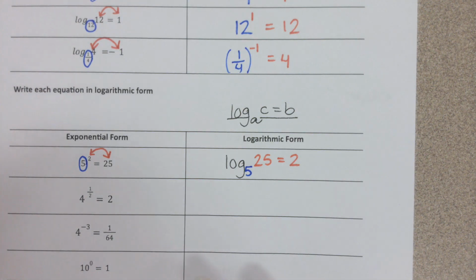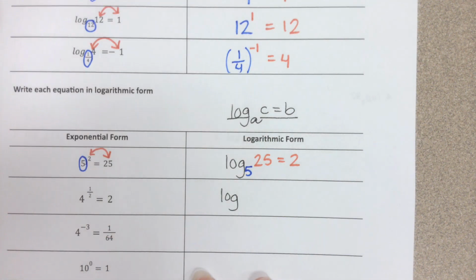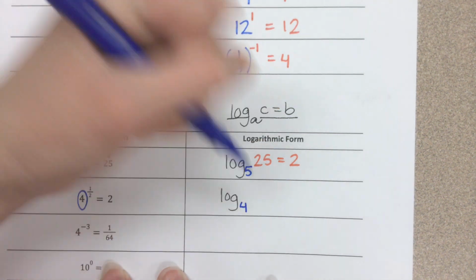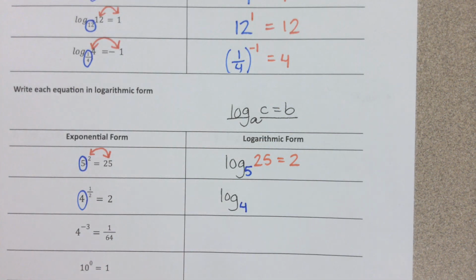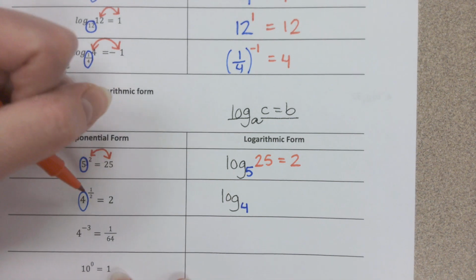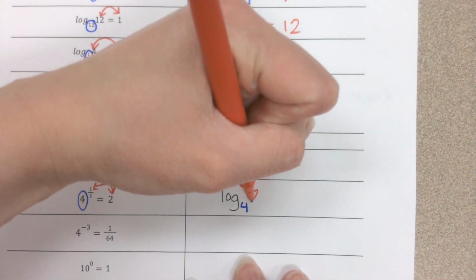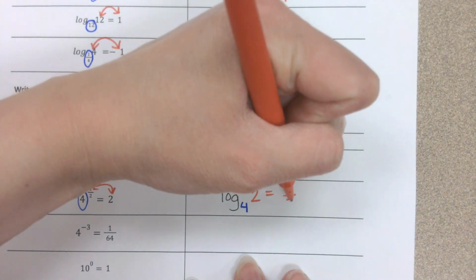Again, this is log, so start with L-O-G. Base stays base. My base is 4. Step down when you read it. The other two switcheroo. So we start with the 2 equals 1/2.